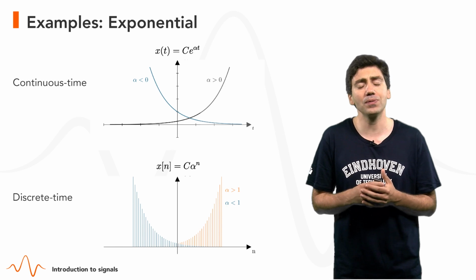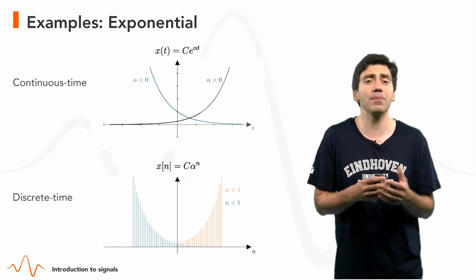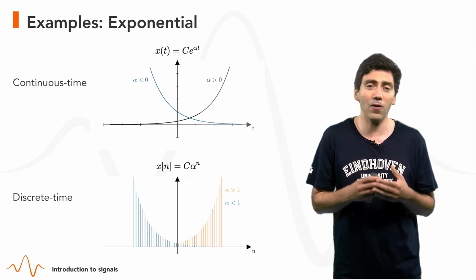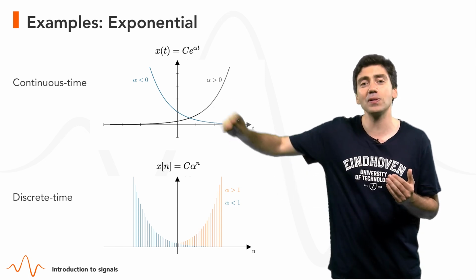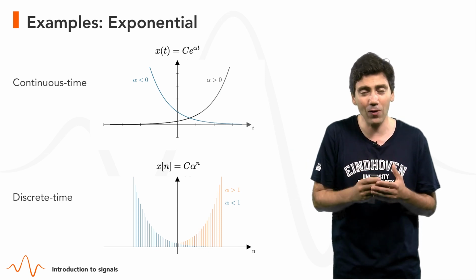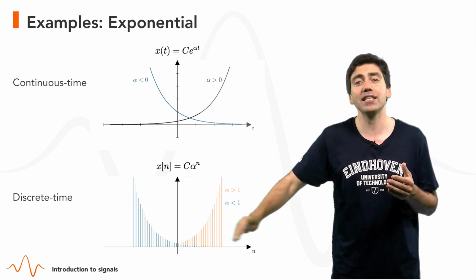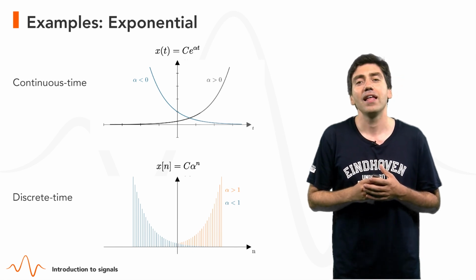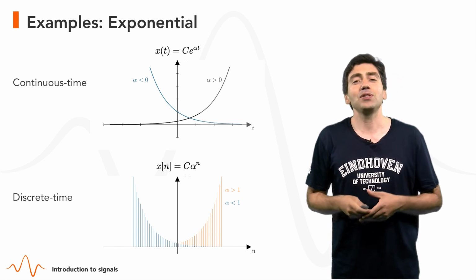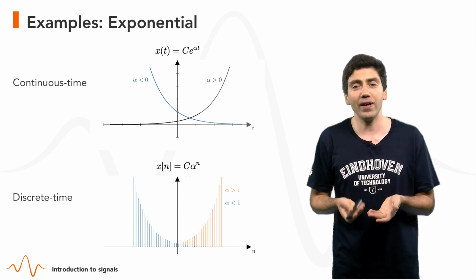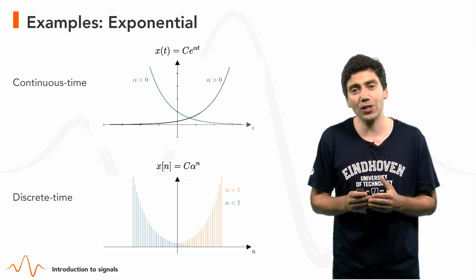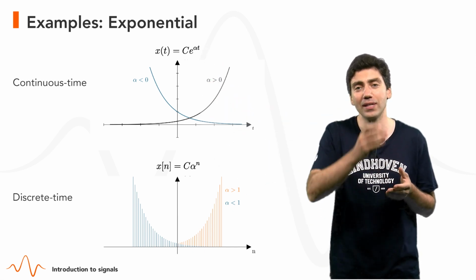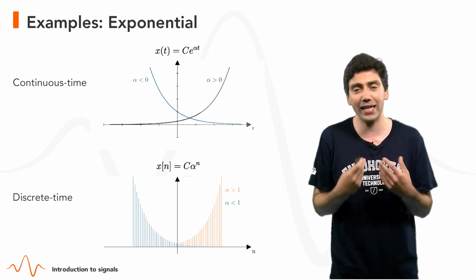We also have exponentials. In continuous time, they're given by c times e to the power of alpha t. If alpha is larger than 0, the signal blows up as t goes to infinity. If alpha is less than 0, the signal decays and converges to 0 as time goes to infinity. In discrete time, an exponential takes the form c alpha to the power of n, where if alpha is larger than 1, the signal blows up as n goes to infinity, and if alpha is less than 1, the signal decays and converges to 0 as n converges to infinity.